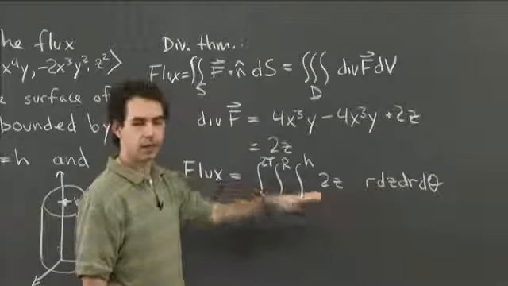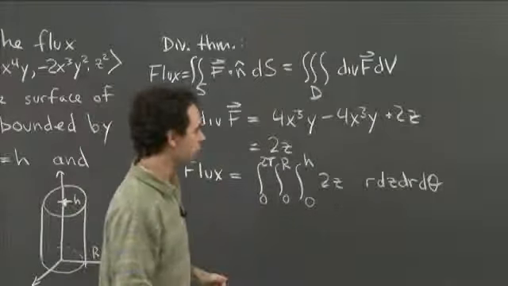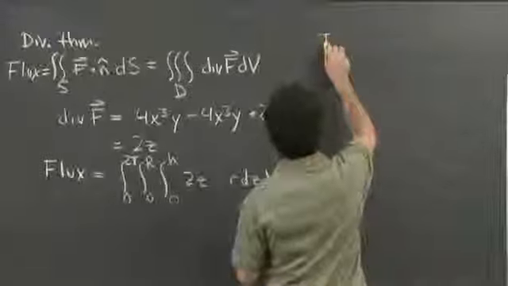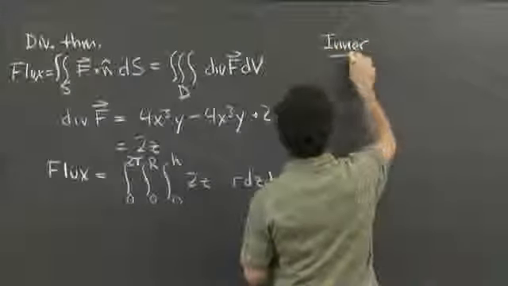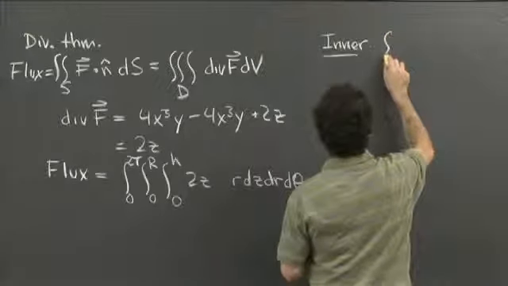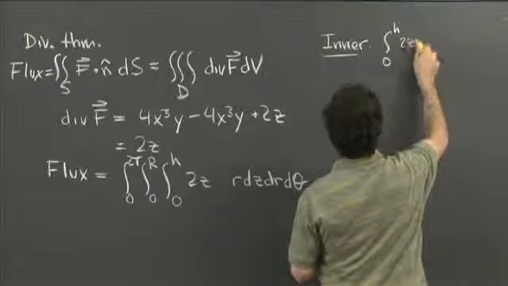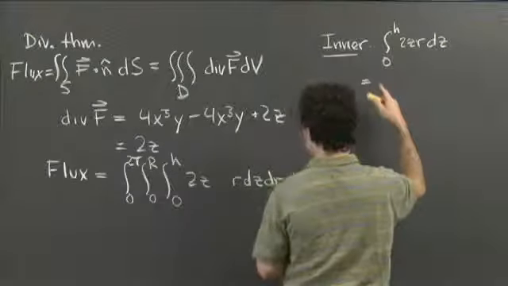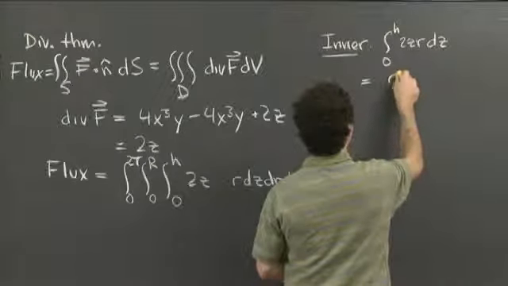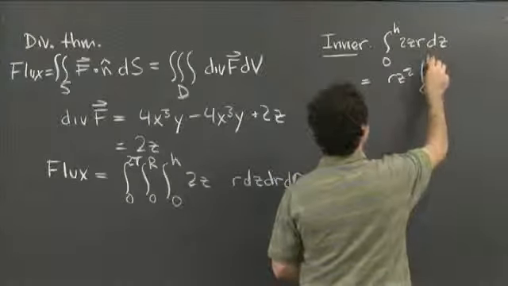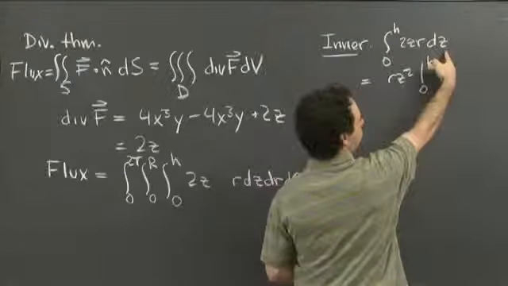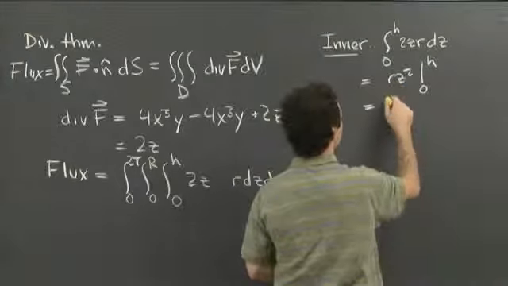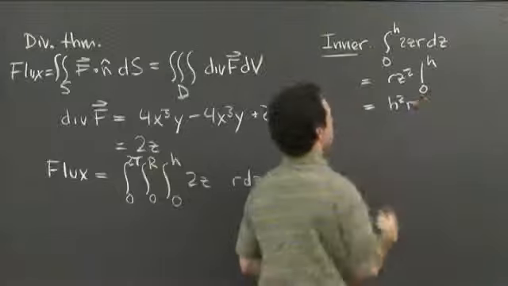OK, wonderful. Now we just have to compute this, right? We've got our flux as this triple integral. So let's compute it. Let's walk over to this little bit of empty board space. So we have an iterated integral. The inner integral is the integral from 0 to h of 2z r dz. Well, that's not that bad. r is a constant, so it's equal to r z squared as z goes between 0 and h. We plug in, and we just get h squared r minus 0, so just h squared r.